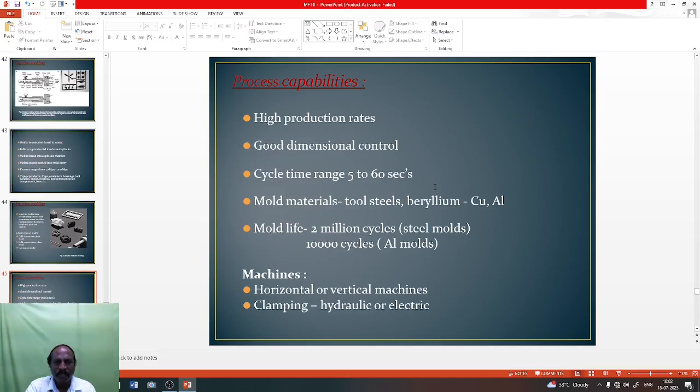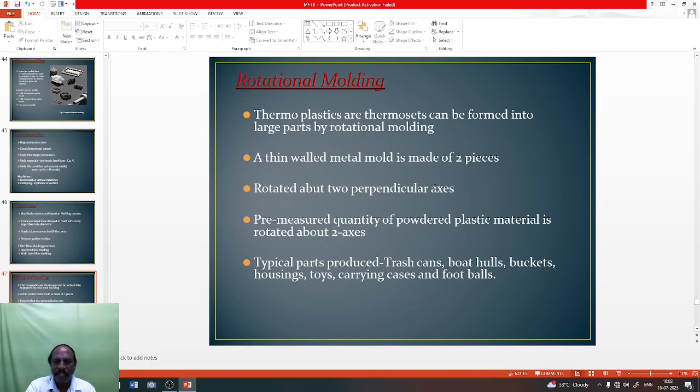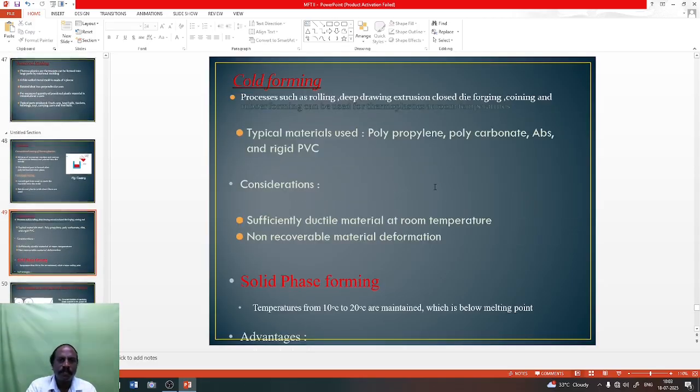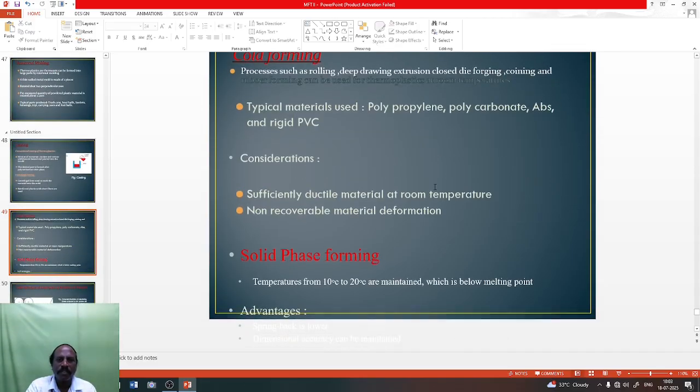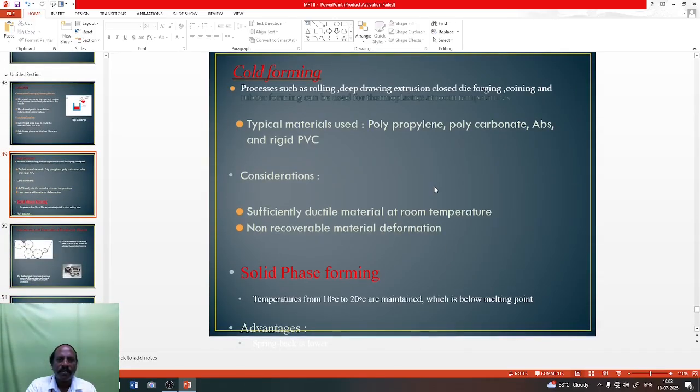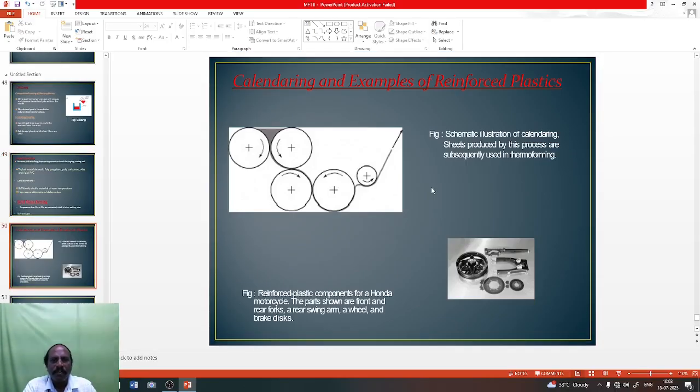The process capabilities we have seen, and rotational molding, where the axis is rotated and you get the products, and cold forming, hot forming, and plastic manufacturing. So finally we go for calibering. These are made for manufacturing automobile products in different shapes. So in reinforced plastics, this calibering is very important. These are some of the main points of manufacturing technology.